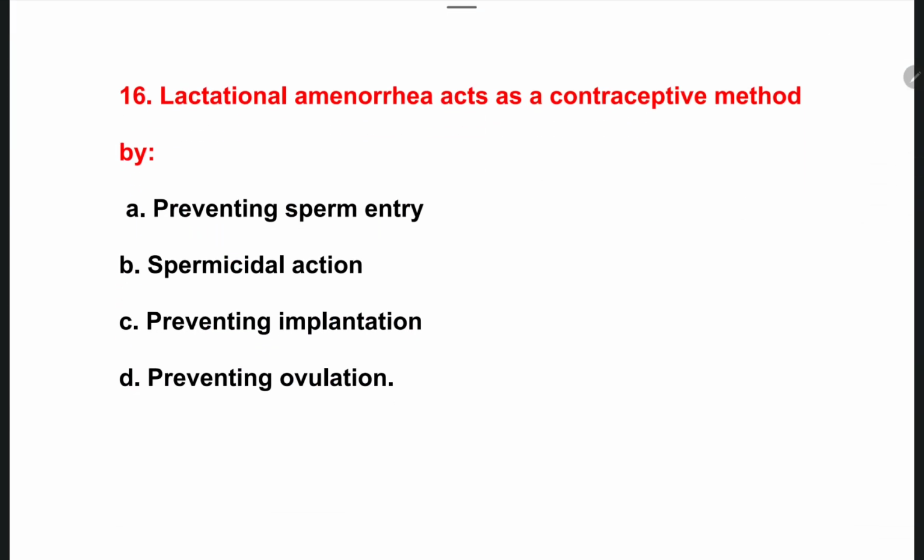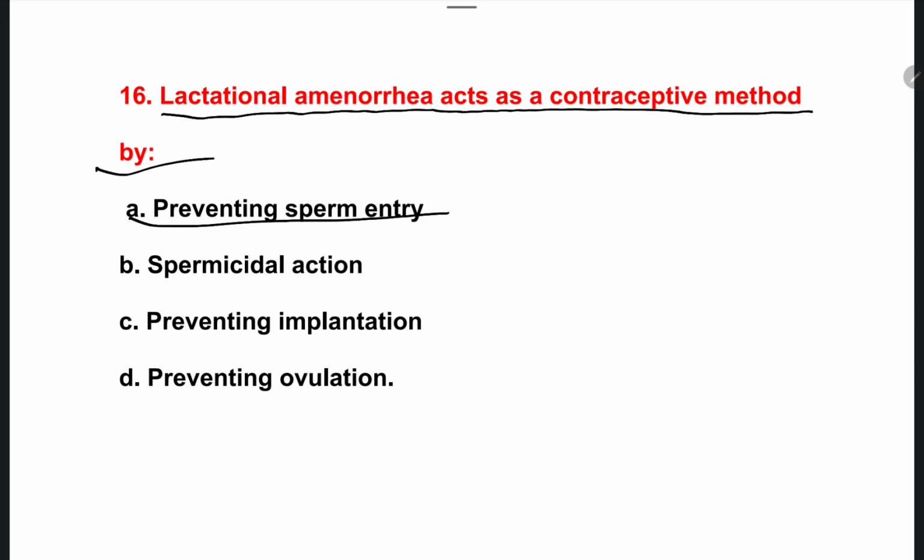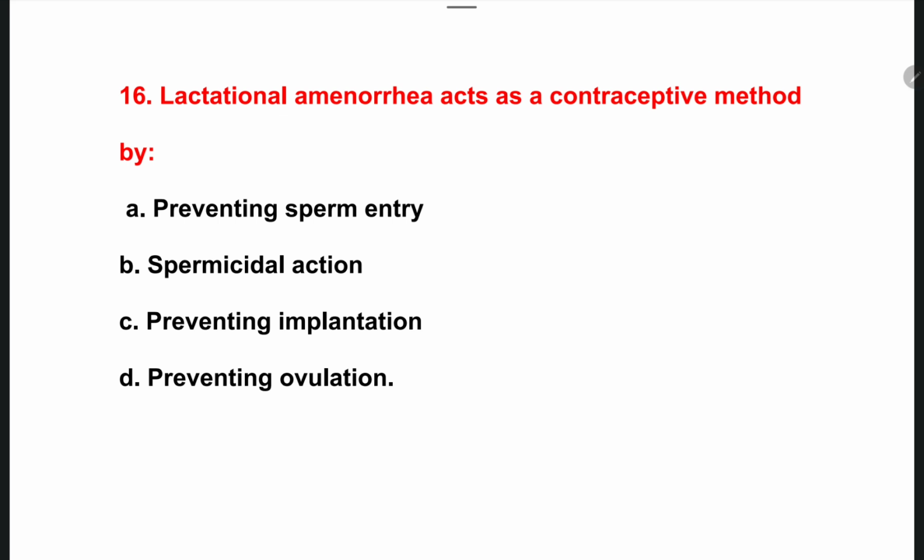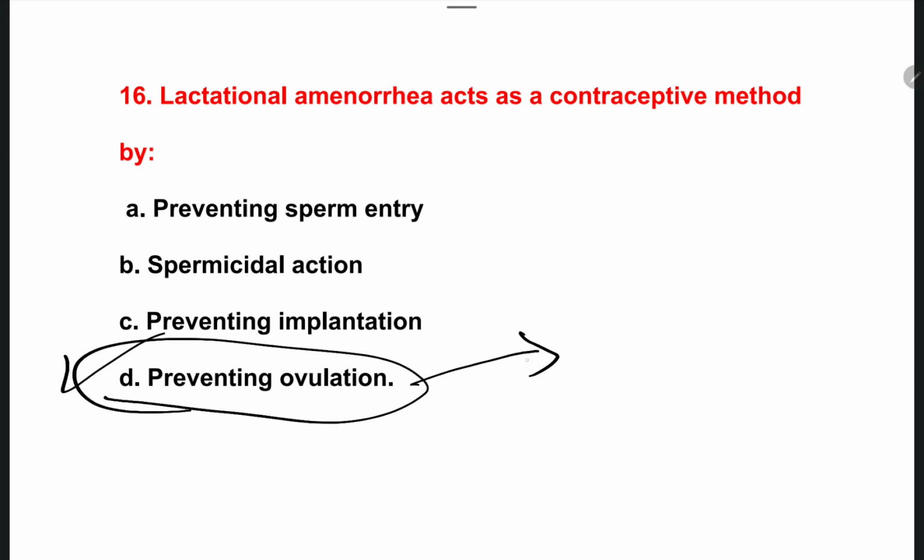The next one is, lactational amenorrhea acts as a contraceptive method by. Options are preventing sperm entry, spermicidal action, preventing implantation, preventing ovulation. So the right one is option D, preventing ovulation. It is due to the lactational amenorrhea.